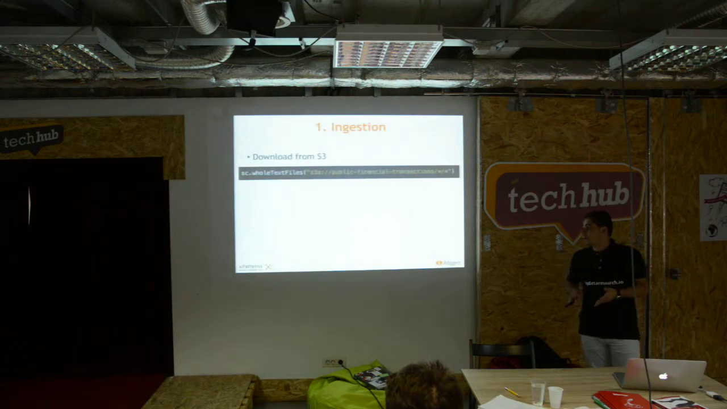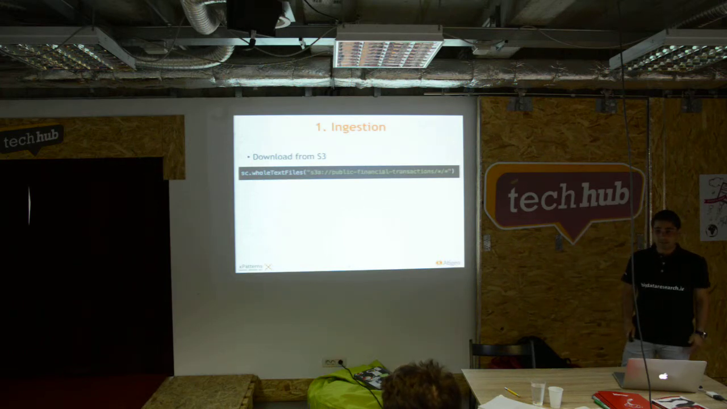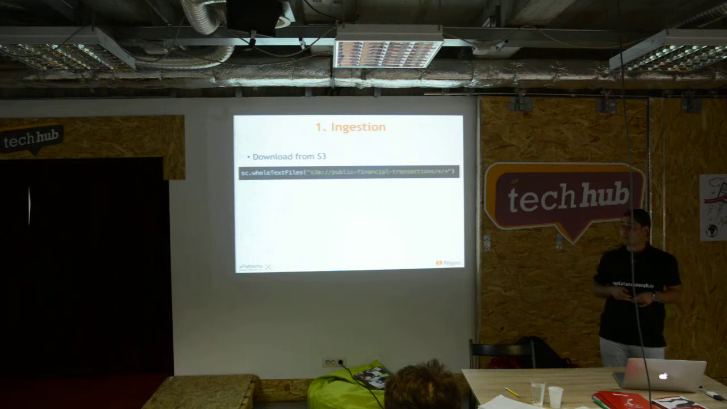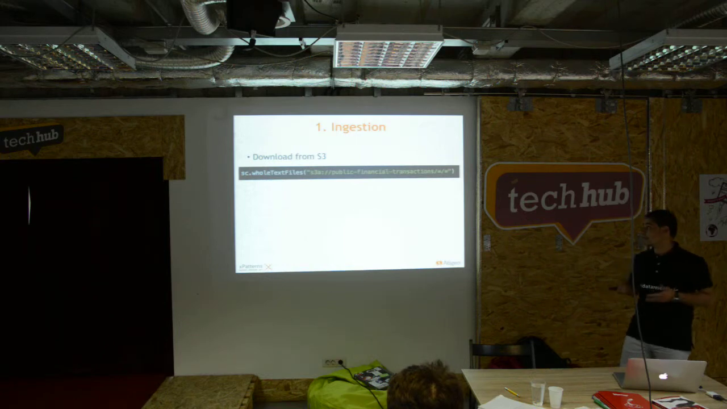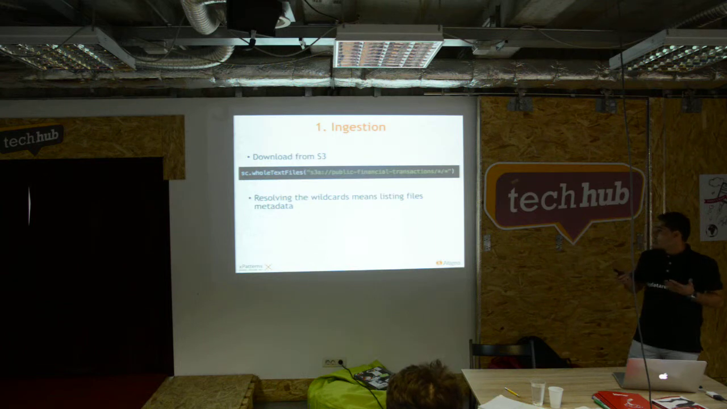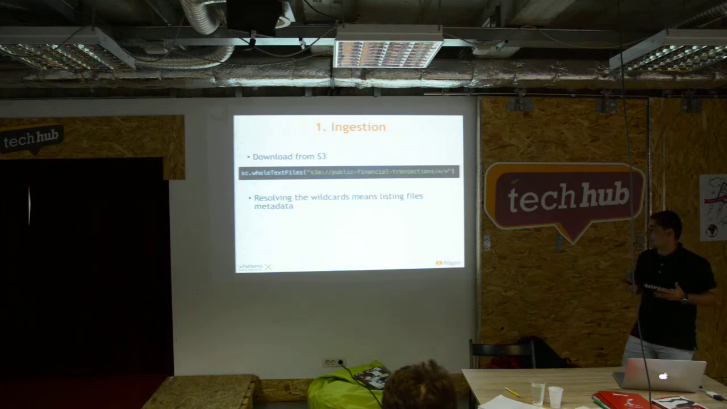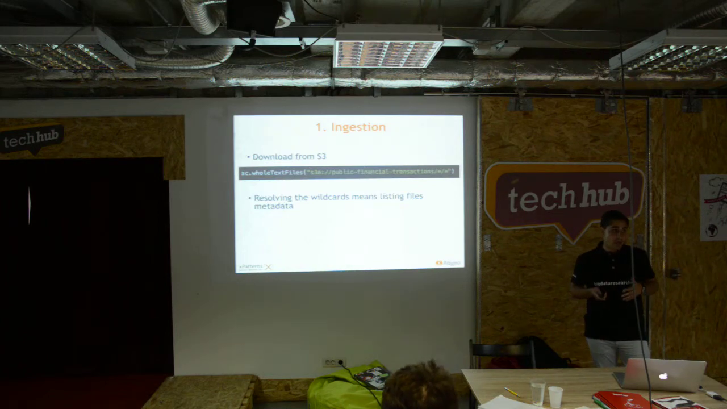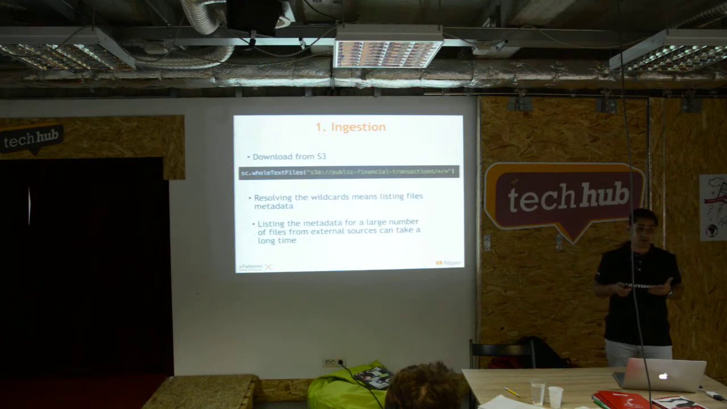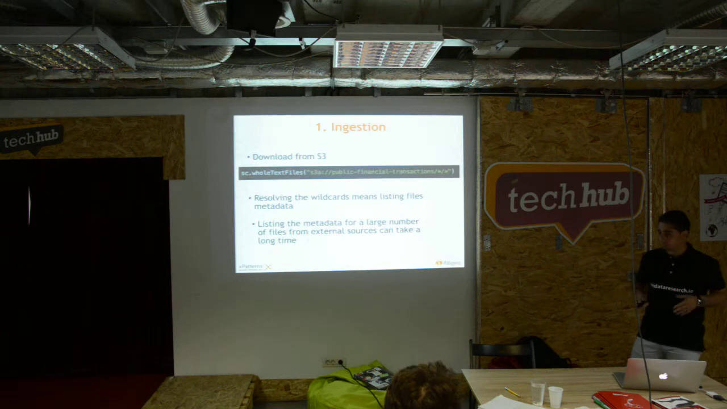The easiest way to download the data would be to use the wholeTextFiles method that SparkContext offers. As input for this method, we have a simple regular expression that consists of 2 wildcards. The first wildcard matches the folders inside the bucket, and the second wildcard matches all the files inside the folders. In order to transform wildcards into file names, what Spark does behind the scenes is list all the file metadata. The problem with this is that listing the metadata for a large number of files in an external source can take a very long time.